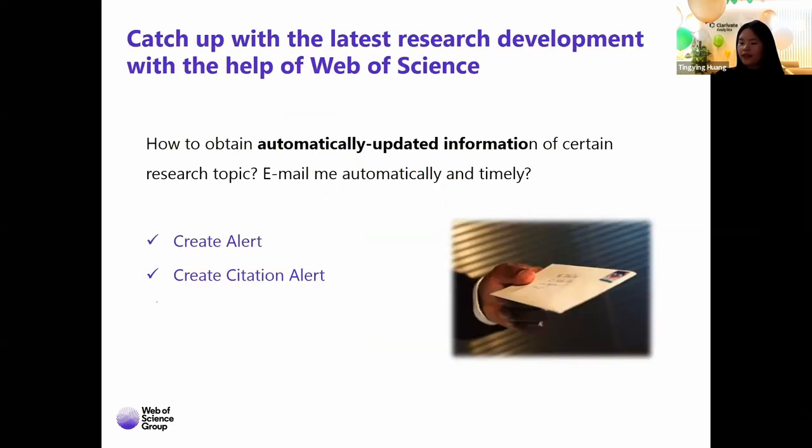First, I think it is better for us to catch up with the latest research development of our research topics and areas of interest. Web of Science provides us with alerts and citation alerts to automatically send us through email the latest papers in the research topics or journals we are interested in.